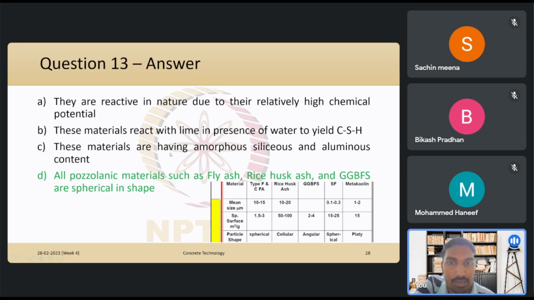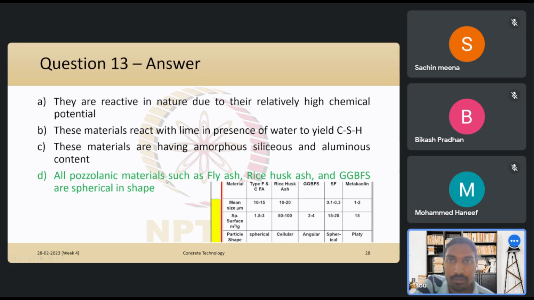Option C is these have amorphous siliceous and aluminous content. Again, that is true. When they are heated to high temperatures and then cooled rapidly, they will have an amorphous structure, right? And they will not be really stable. Okay, so those three are common for all the admixtures, whereas D, talking about shape, is not common, right?